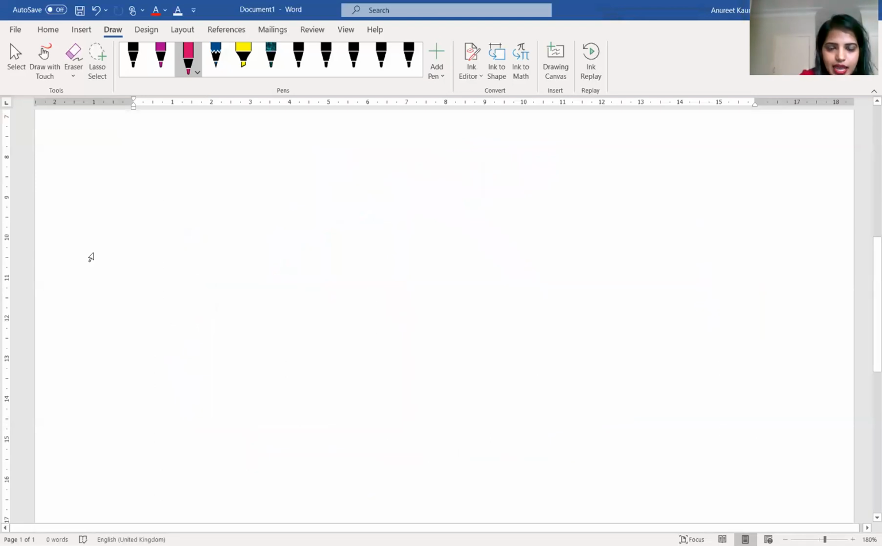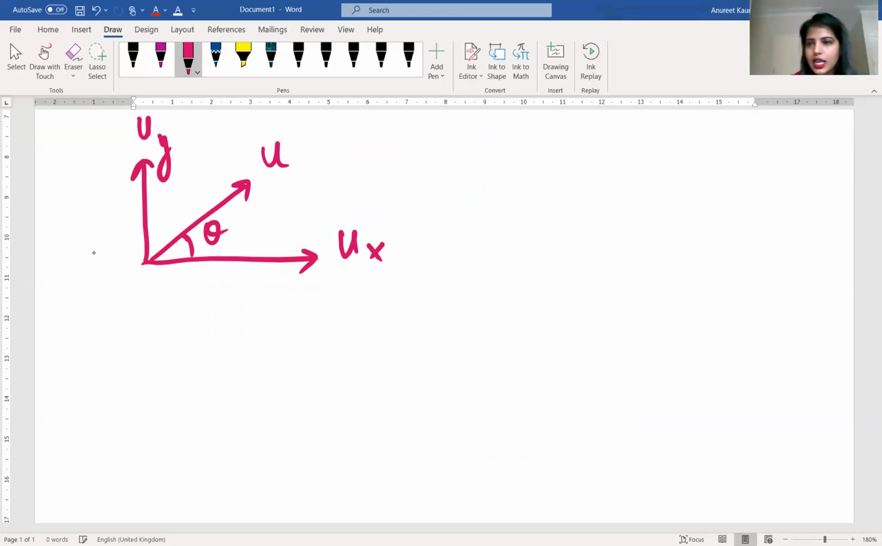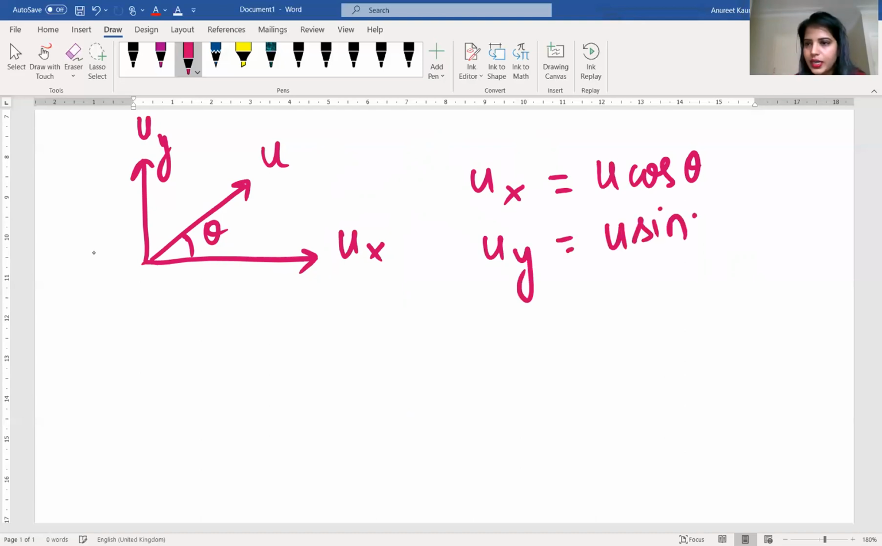Now, as I said, velocity is at some angle from the horizontal. So this is my horizontal component, this is my vertical component. Let's analyze the velocities, or the vertical and horizontal components. Now, the horizontal component of the vector quantity initial velocity is u cos theta. The vertical component is given by u sin theta, right?